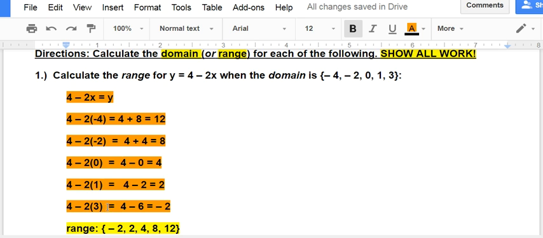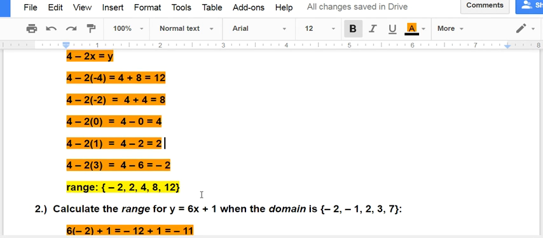Then the next one is 1. I put the x in for 1. So 4 minus 2 times 1 is 2. So that gives me 4 minus 2, which is 2. And the last one, I replace the x with the 3 from the domain values, right? Domain means x. So all I did was put in the 3, and now I multiply it out. So 4 minus 2 times 3 is 6. And that gives me a value of -2.